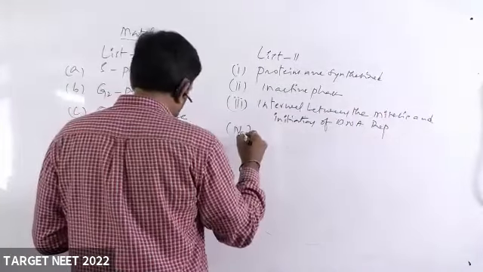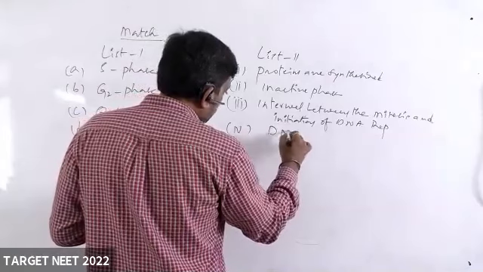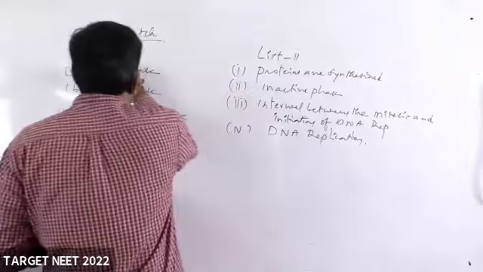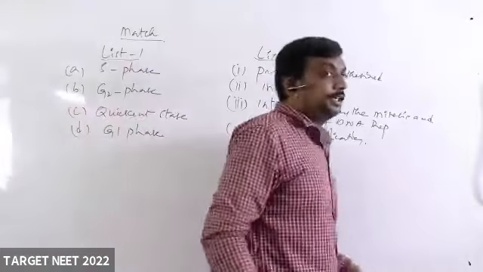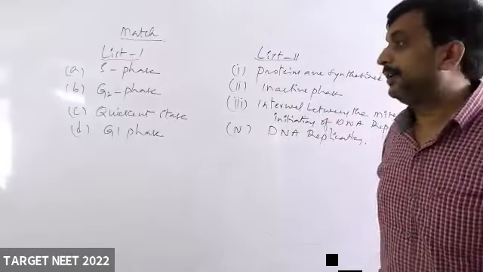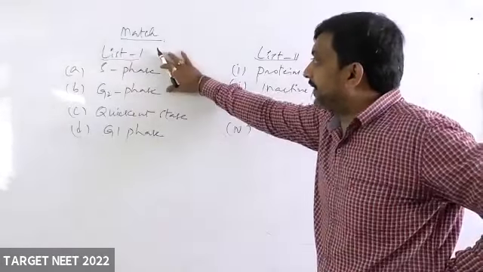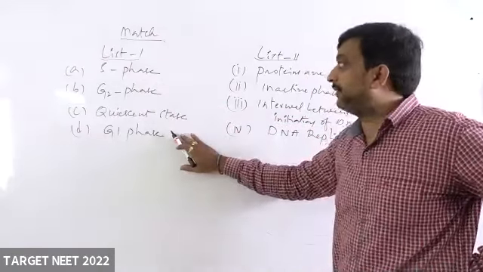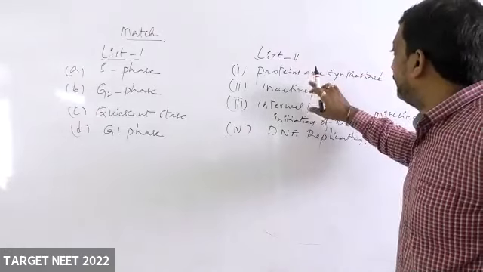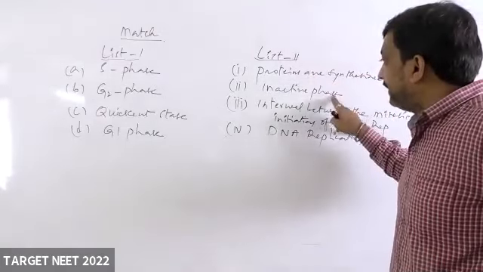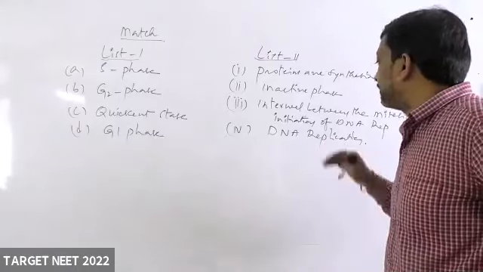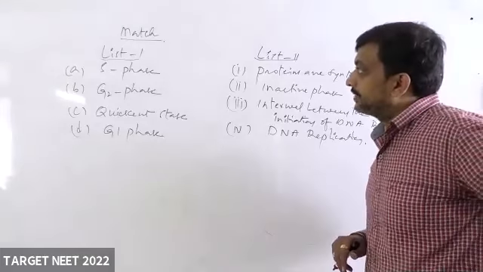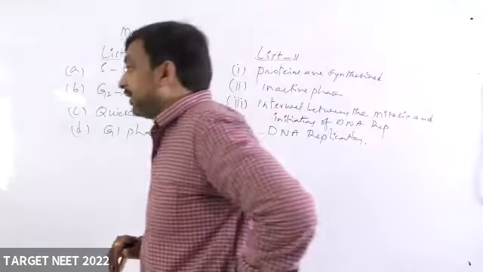And the fourth option here, DNA replication. So here, this is again related to the match the following type of question. The list one has S phase, G2 phase, quiescent stage, G1 phase. Related to that, proteins are synthesized, inactive phase, interval between the mitosis and initiation of DNA replication, and the fourth option is DNA replication. So in this, we again have to go with the match the following.